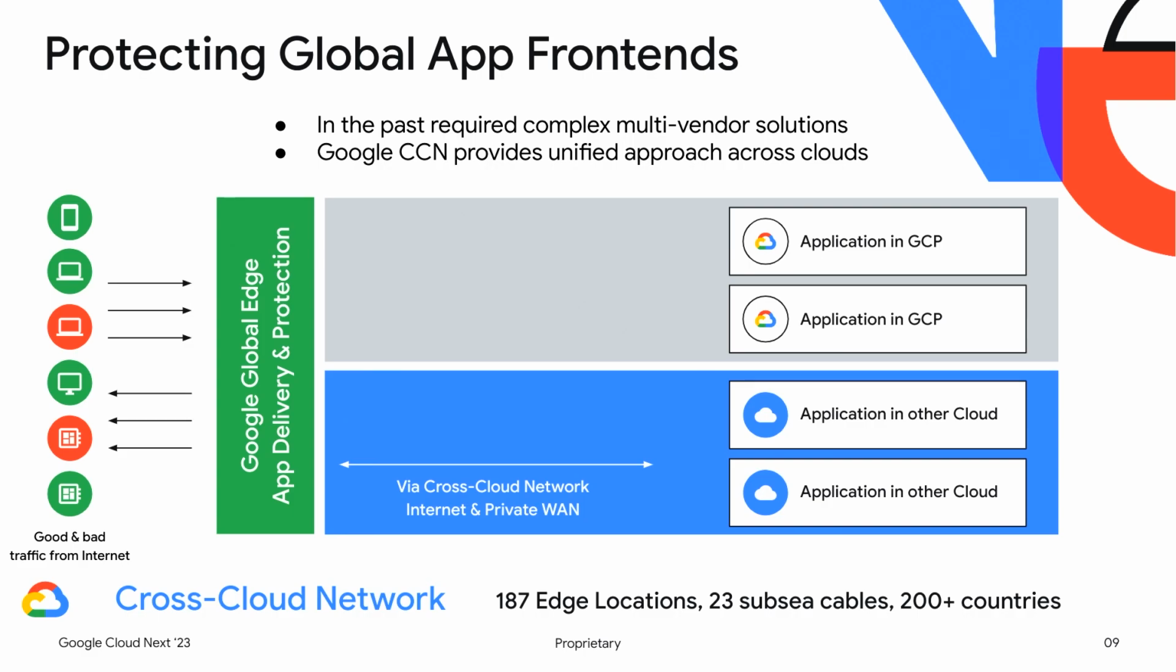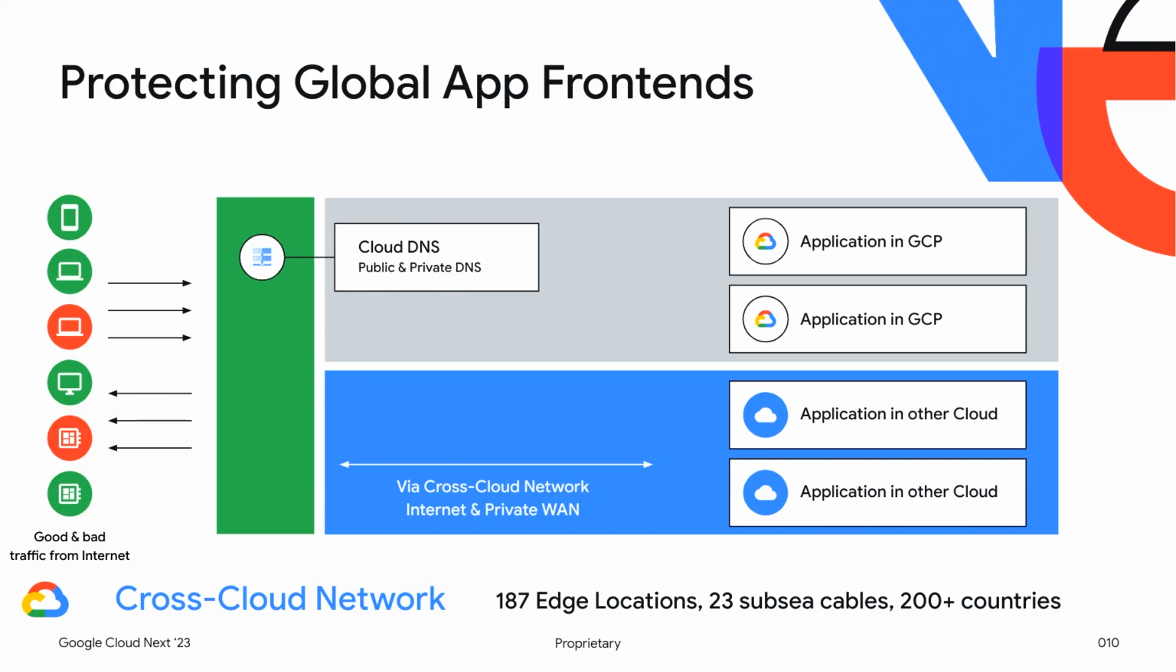And so this lets us provide a single global front-end service that can sit in front of apps in our cloud or other clouds and have great performance and connectivity. So now what I'd like to do is start talking through the layers of protection. I'll start at a high level, and then we'll keep drilling down.